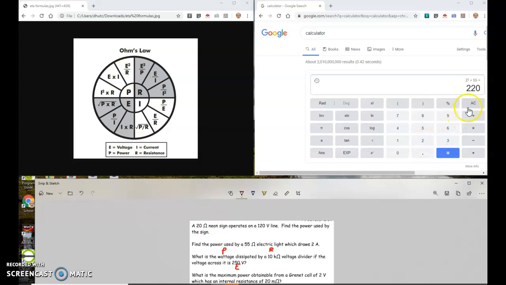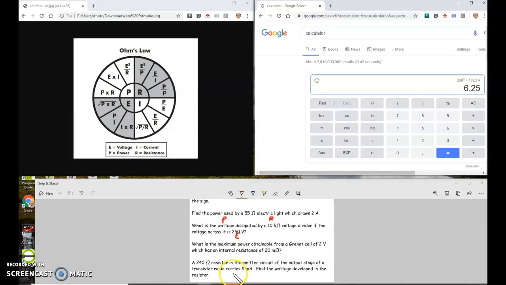So we're going to come over here to the calculator, and we'll do E squared, 250 squared divided by 10K. Now you got to be careful here. That's 10K, not 10. So you got to do 10 exponent 3 because K means 1,000, or 10 to the 3. And we'll equal that out, excuse me. That's 6.25, and we're finding power, so that's 6.25 watts.